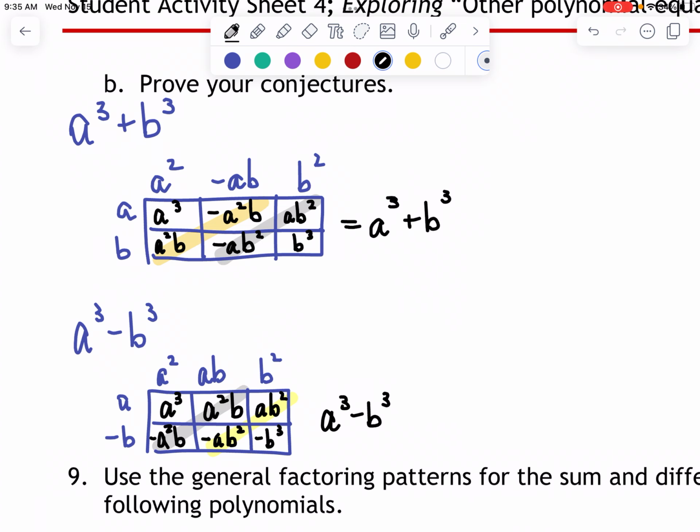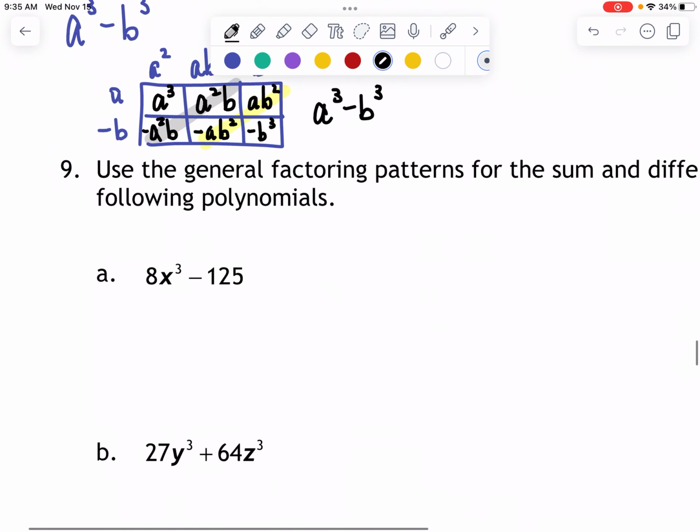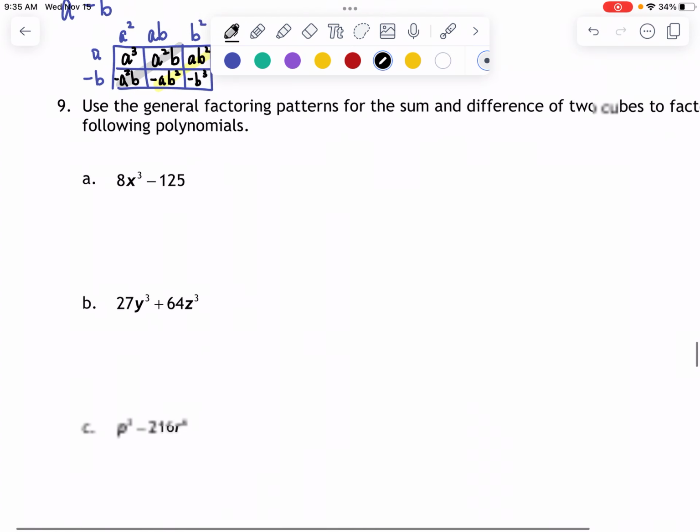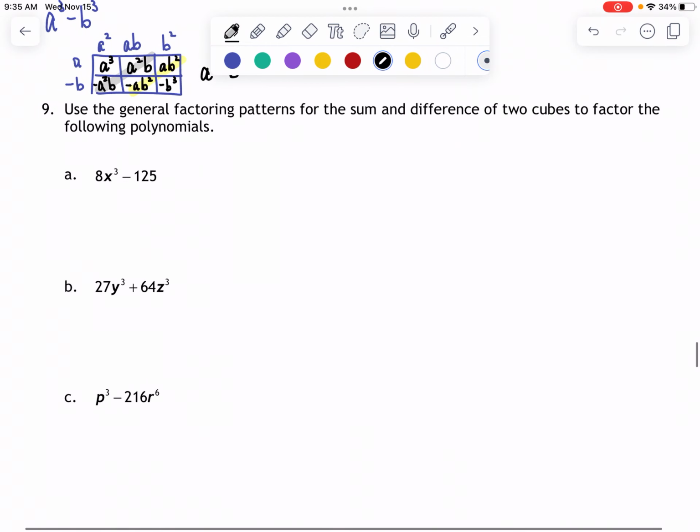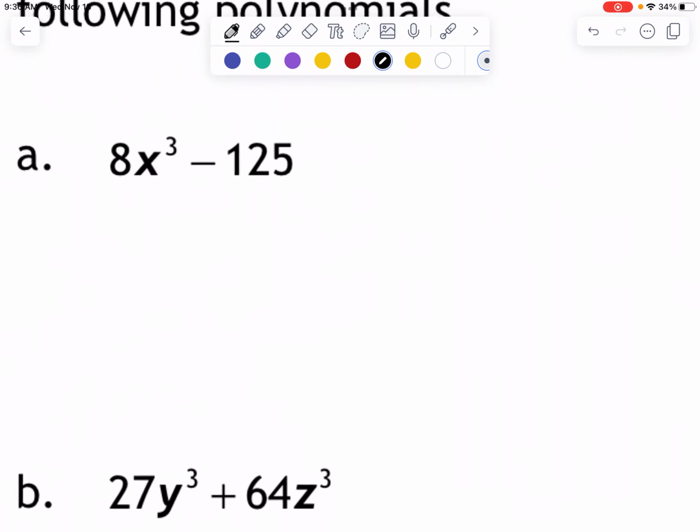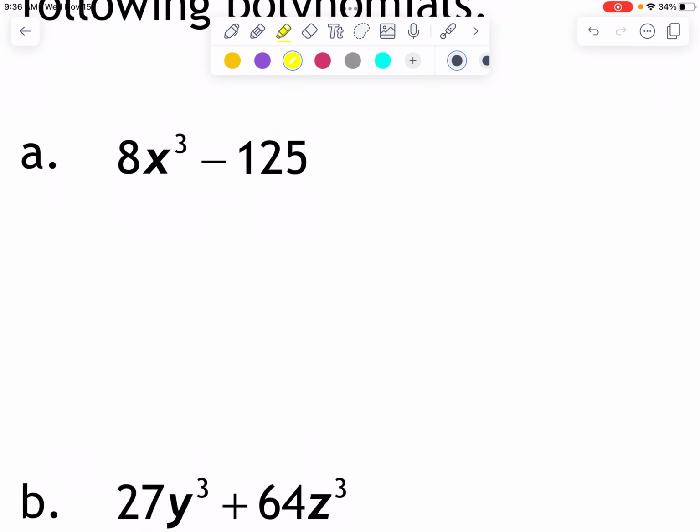Okay, a little bit more to practice. I would encourage you, if this is making sense, to try to pause the video and factor these and then check in. All right, welcome back. So this first one, I'm noticing I have subtraction.